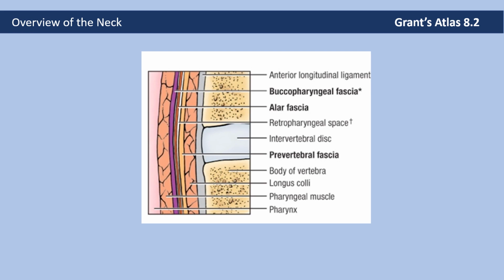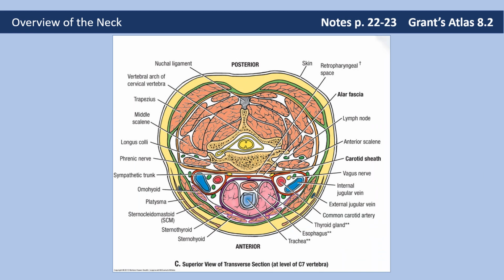And this is just a blow up of the picture that we saw on the previous page, again highlighting that retropharyngeal space between the buccopharyngeal fascia, alar fascia, and the prevertebral space. So notice that this is a color picture. This is part of Grant's Atlas, but it's also present in your notes, pages 22 to 23.